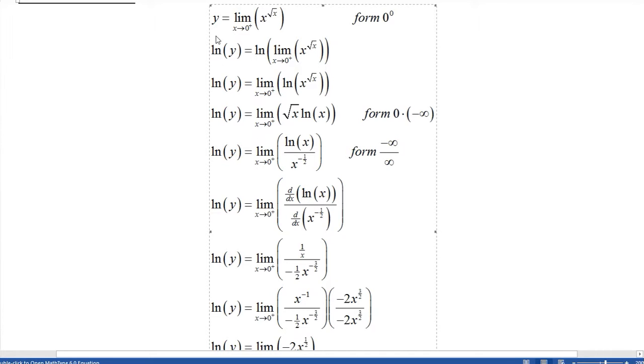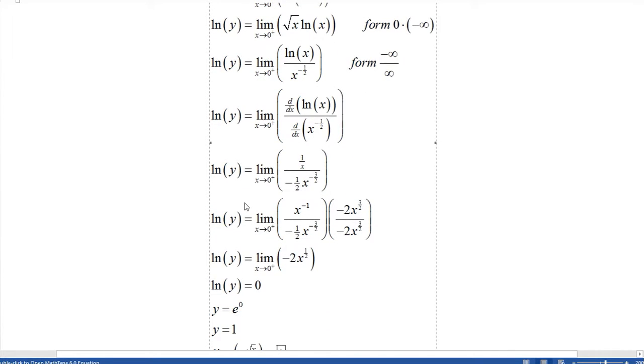Now notice every time I've recopied my ln of y equals and my limit and all that, so then I'm just focusing on the stuff that I'm changing. So again, recopy ln of y equals the limit. And now let's actually do the derivatives. And remember, this is not the quotient rule, this is the derivative of the top and the derivative of the bottom separately. So the derivative of ln of x is 1 over x.